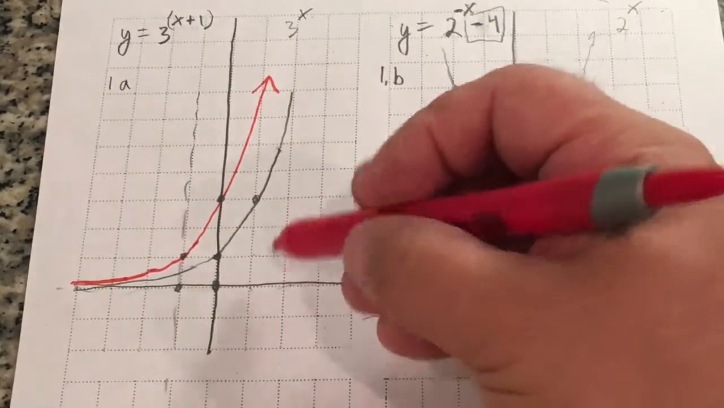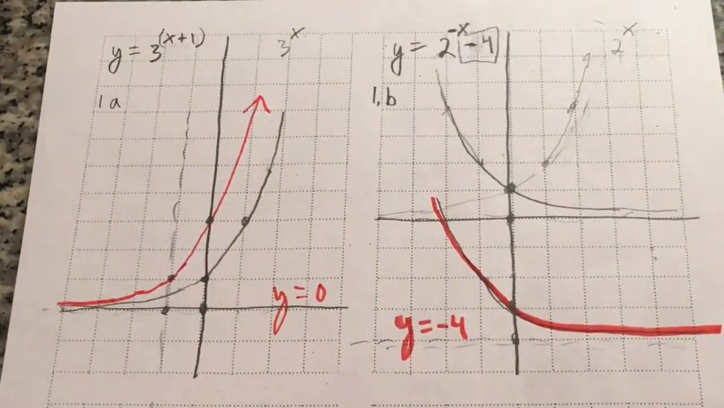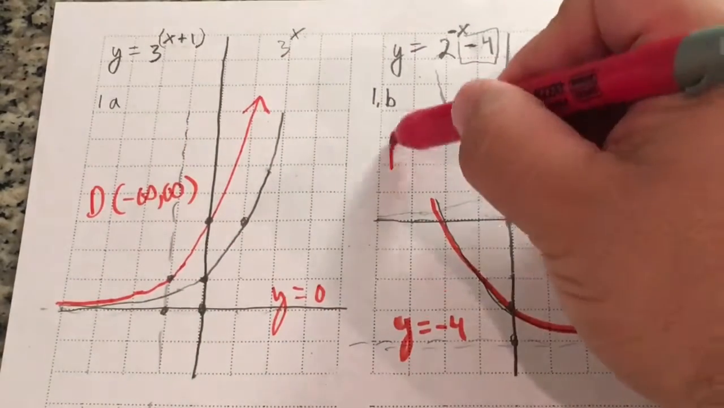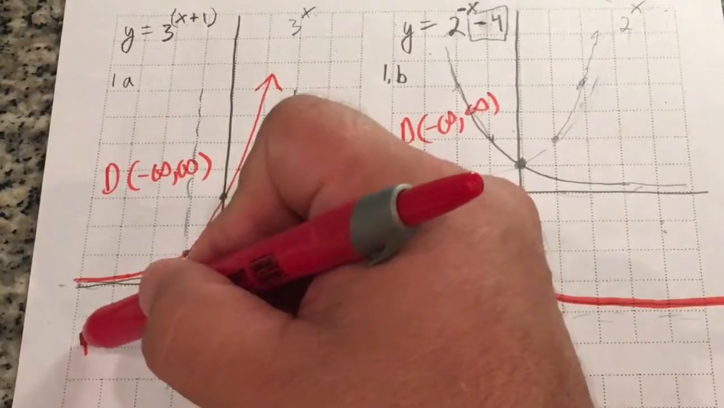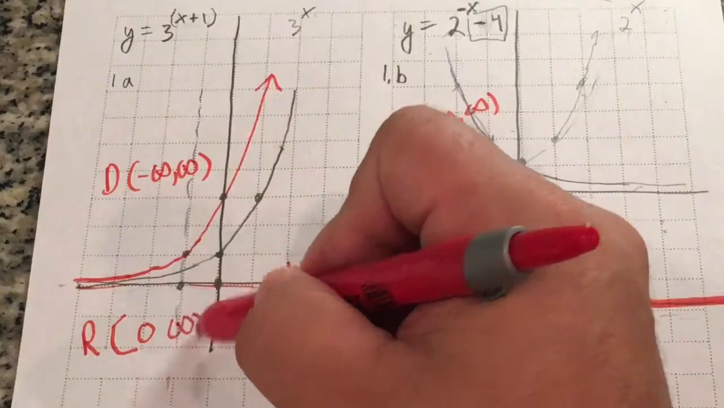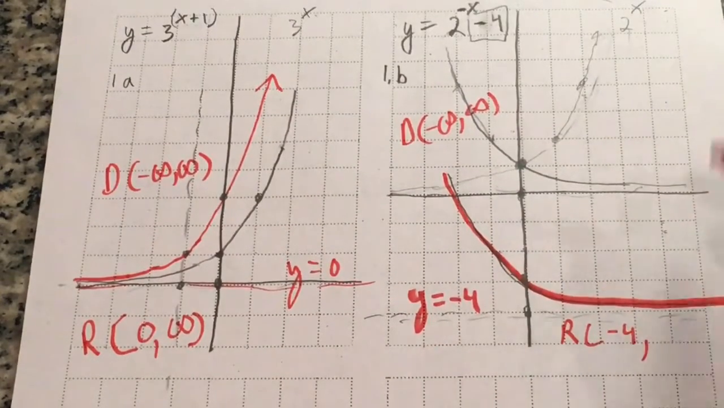This horizontal asymptote was the x-axis for y equals 0. And they can ask us all about this. The domain would be all reals. The domain for this one would be all reals. The range, however, would start at 0 and then go upward to positive infinity. The range for this one would be where the horizontal asymptote is, which starts at -4 and goes up to positive infinity.